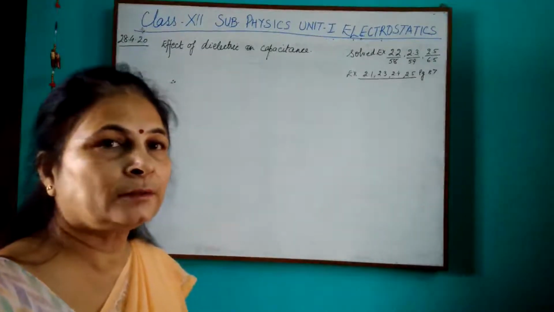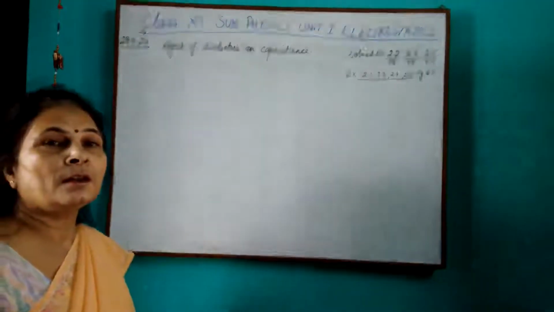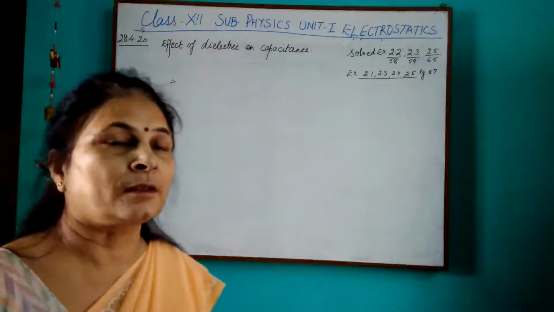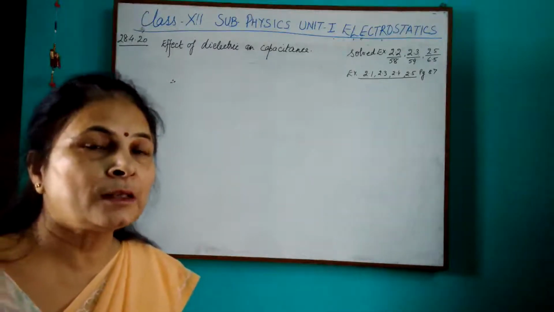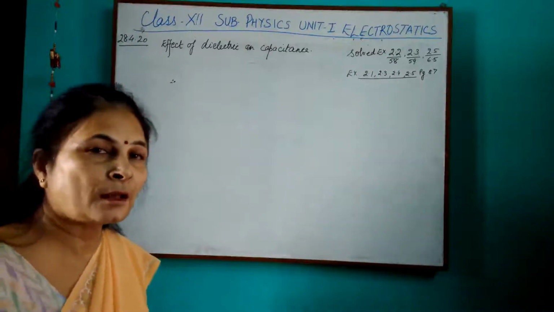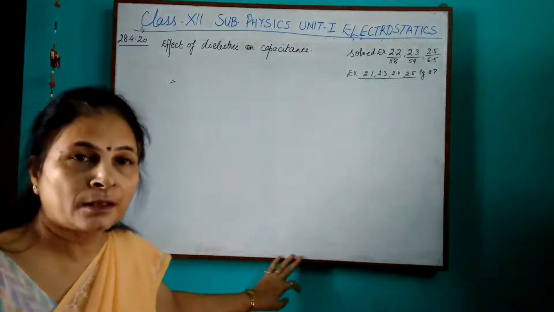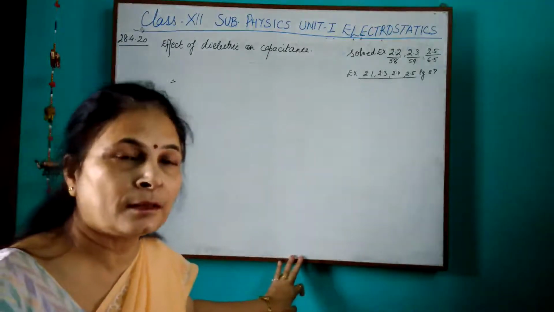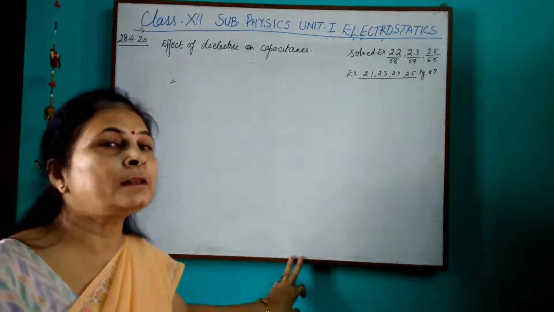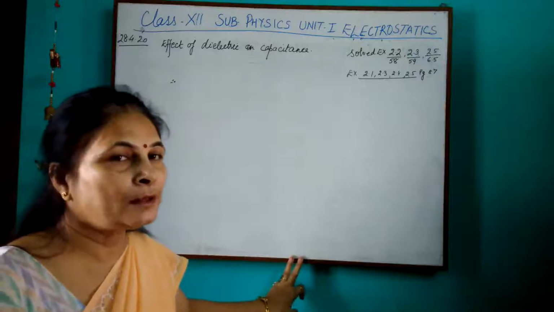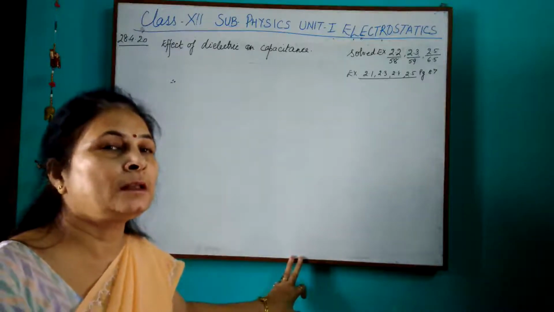Good morning, children. Today we will talk about the effect of a dielectric on the capacitance of a capacitor. Yesterday we talked about the capacitor, how it works, and how many types of capacitor we can have. As I told you, we can have a parallel plate capacitor, a cylindrical capacitor and a spherical capacitor. The principle of working is the same. But in our syllabus, we'll only be talking about the parallel plate capacitor in detail.